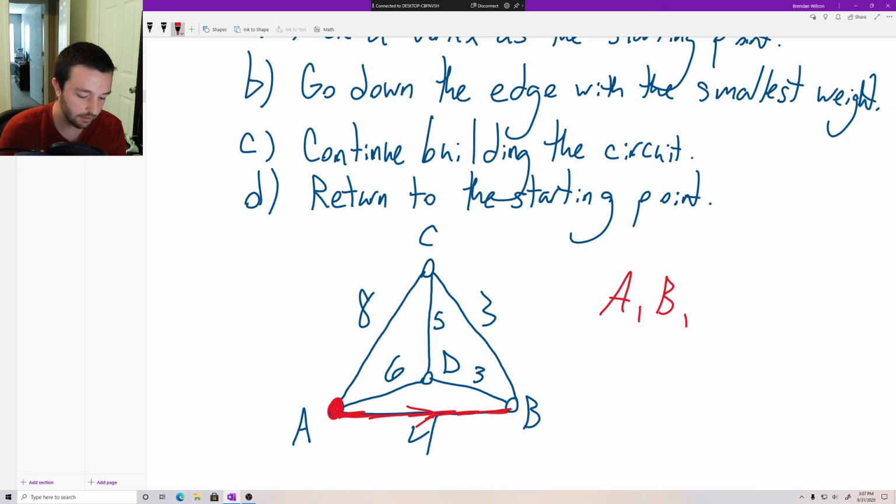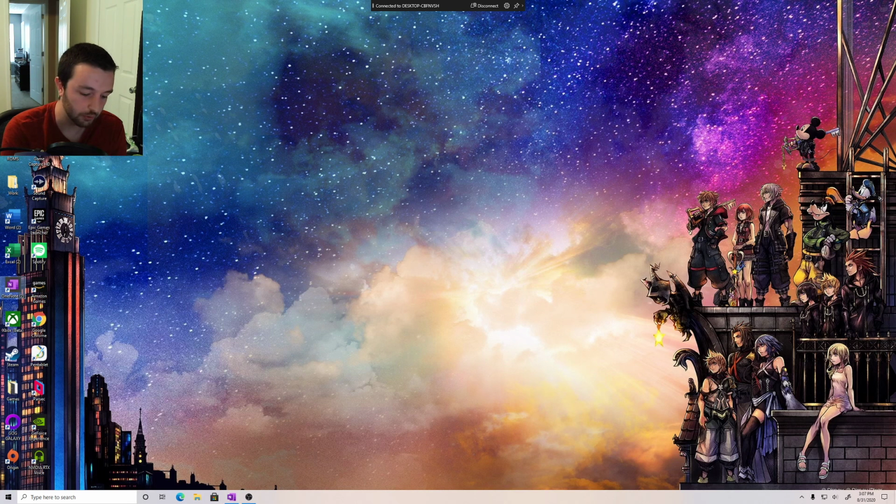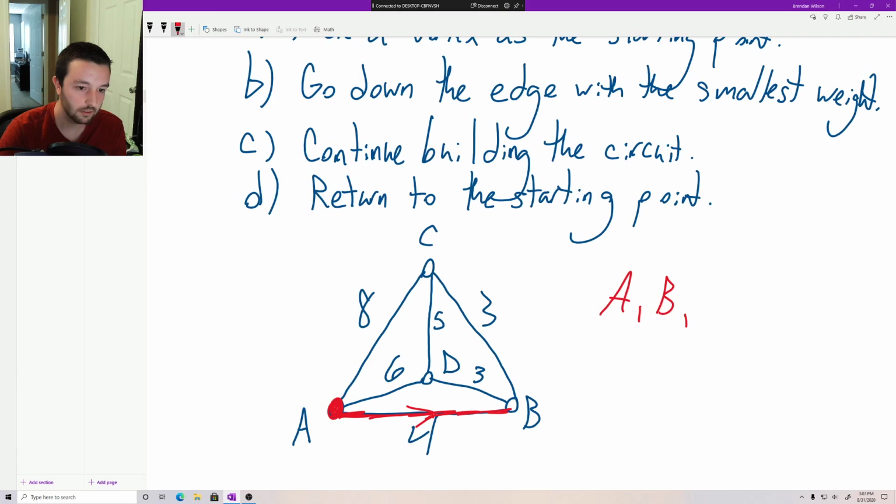Now we just want to keep going. So going to C or going to D, it doesn't really matter because they both have the same weight and they'll both follow the rules. I don't think it matters here. Let's just go to C. Now we need to hit D, so we have to go down to D. And then we got to go back to A.